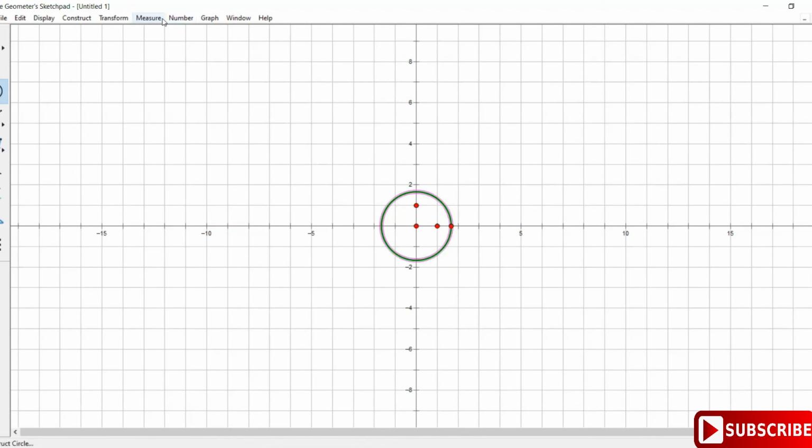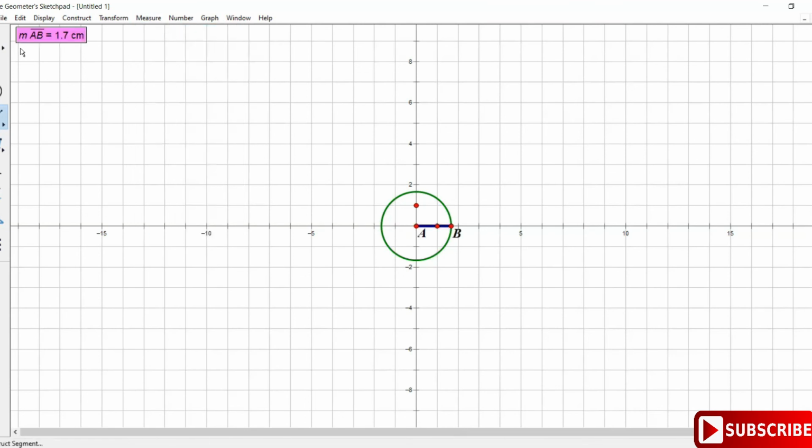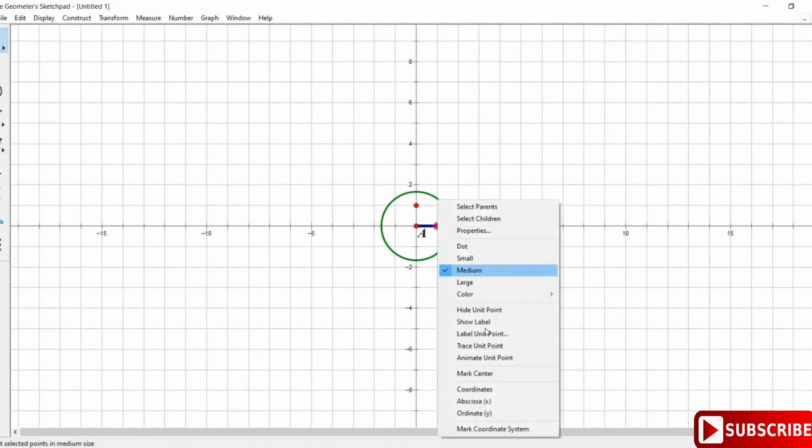Just to make sure, I'm going to measure the distance. I want to make sure it is 1.7. I'm going to measure that distance. All right, that is 1.7. Now that it is 1.7, I know that I'm good with the radius.